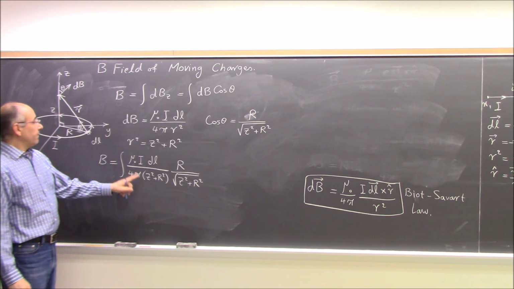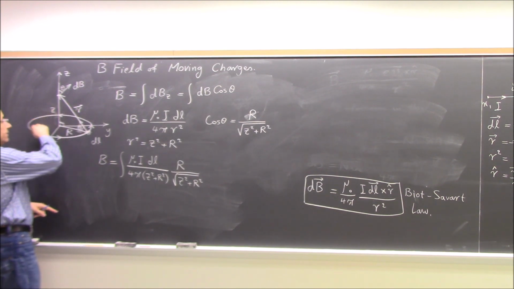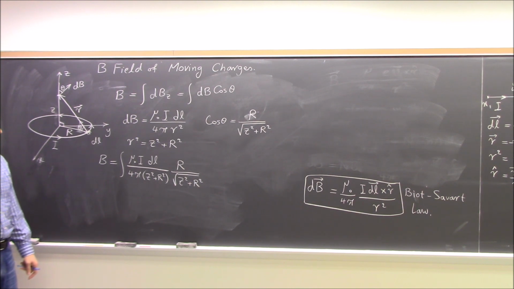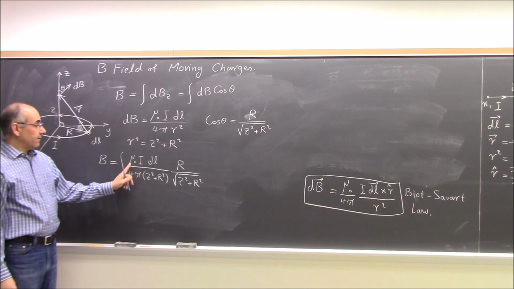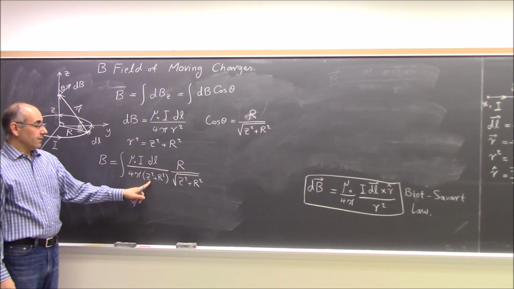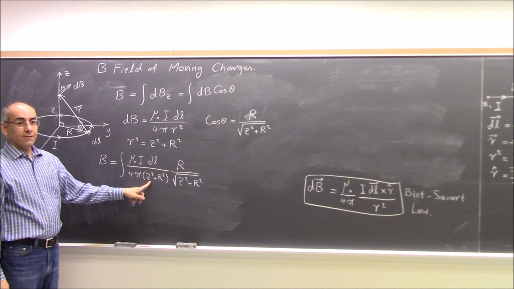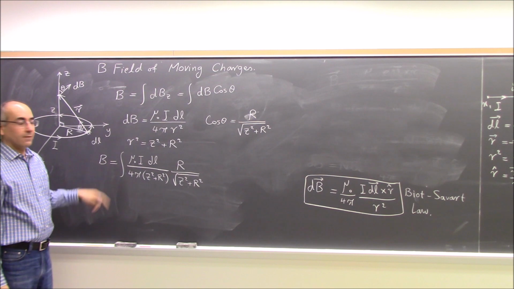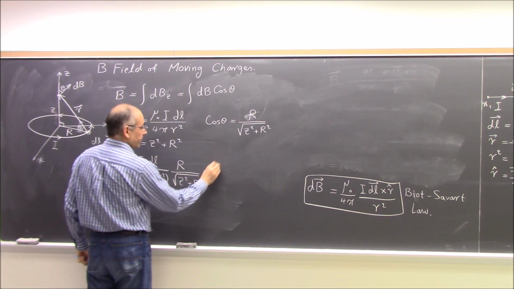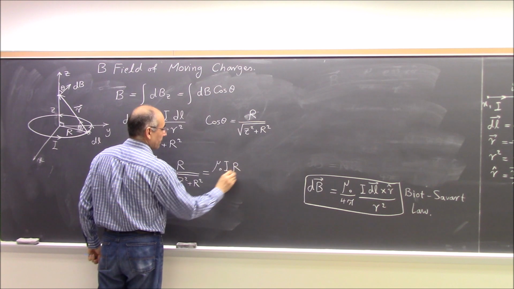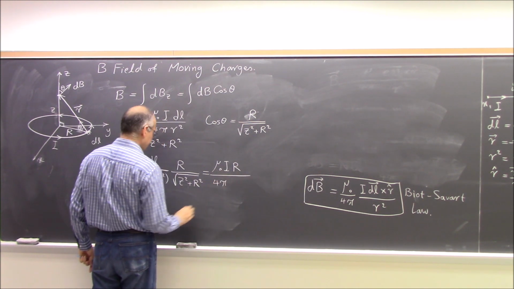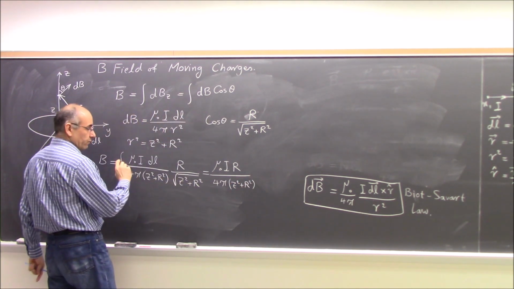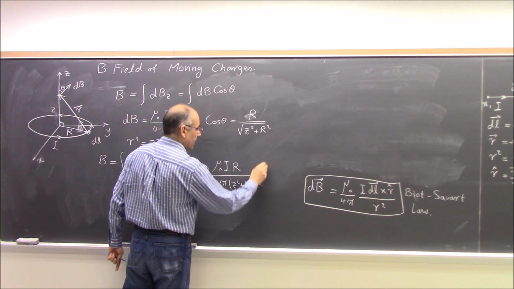And now, as this element goes around the loop, everything that's constant should go out of the integral. What's constant? Mu naught I R over 4 pi. Is that constant? Yes, that's constant. Is R constant? Yeah, everything is constant. So it becomes mu naught I R over 4 pi and z squared plus R squared. Again, this is 1/2, this is 1, becomes 3/2, integral dl.